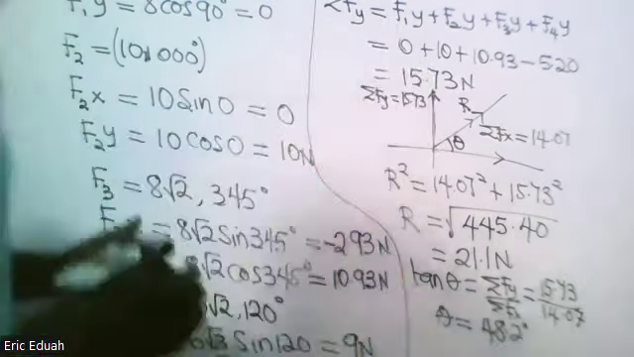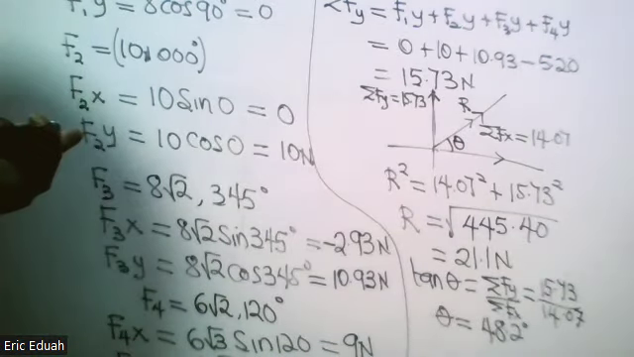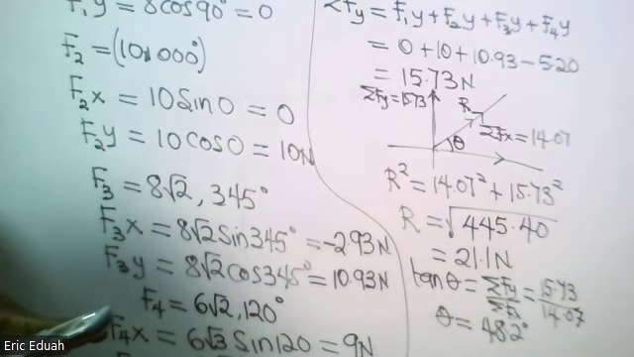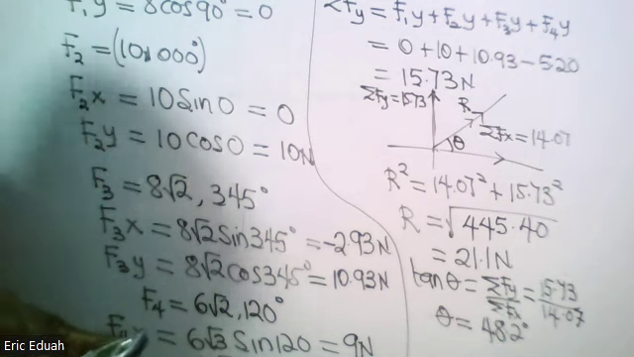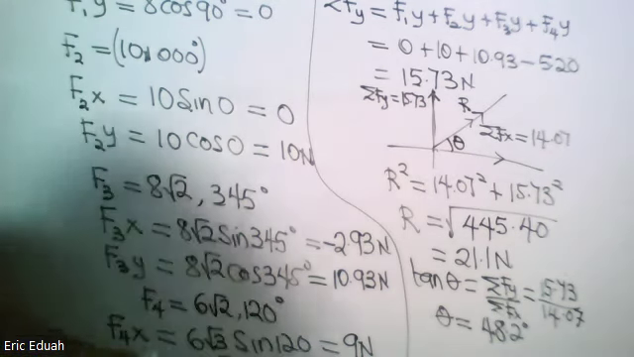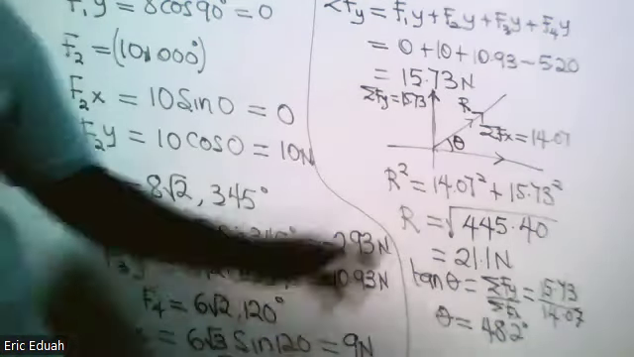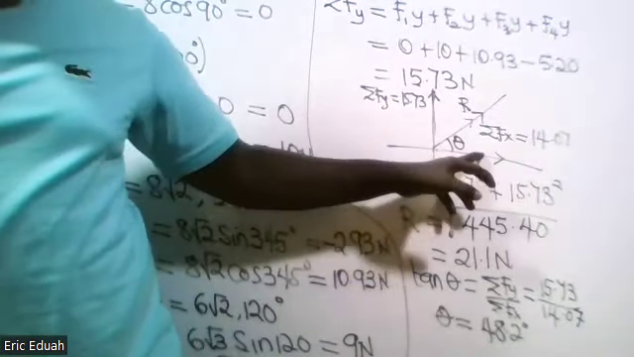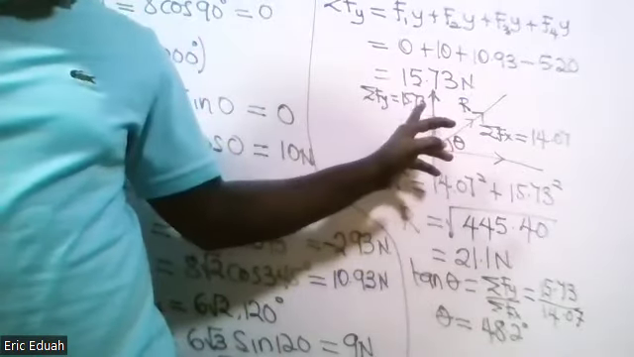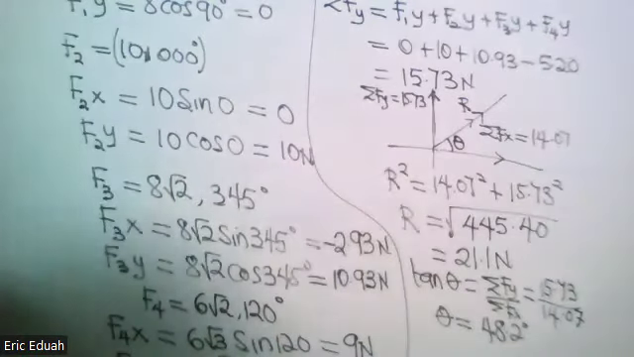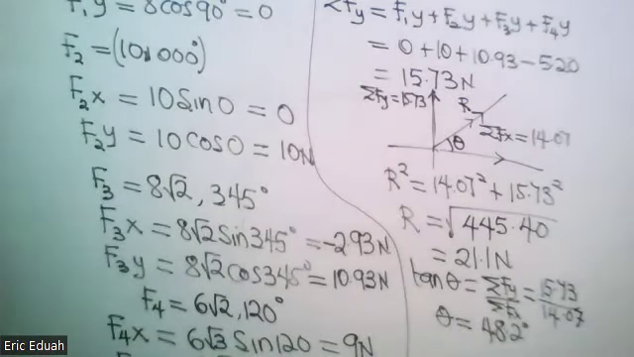48.2 degrees is from east, or 90 minus the answer, which is 41.8 degrees from the north. So this is 48.2 degrees from the east, or 41.8 degrees from the north. Please, are we okay? Yes, sir.